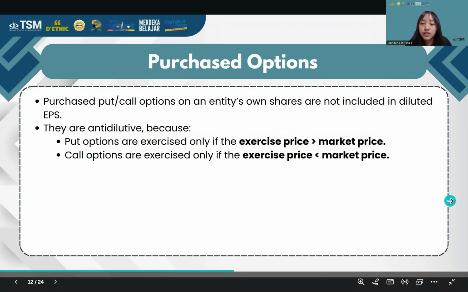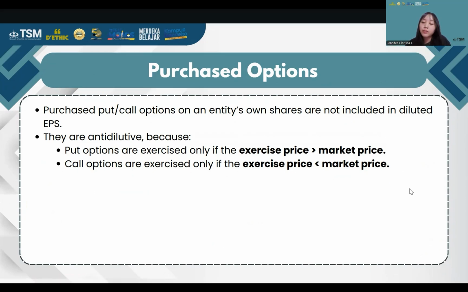Next one is purchased options. So what is a purchased option? Purchased options are contracts that give the holder the right to buy or sell something at a specific price before a set date. There are two types of purchased options. The first one is call options. This lets you buy an asset, like shares, at a certain price. This can make money if the market price goes higher than the set price.